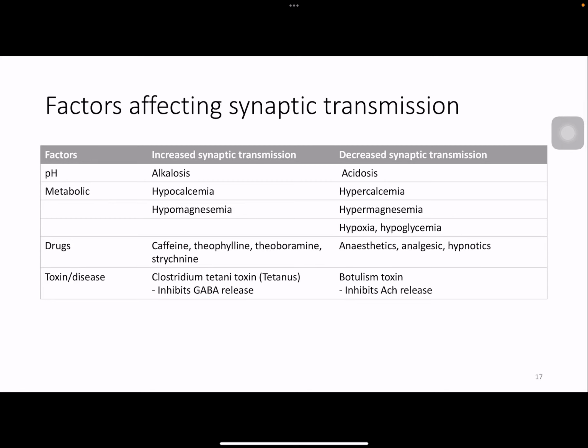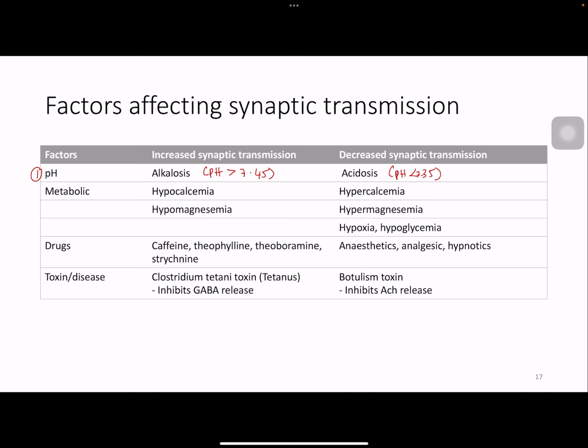Let's talk about what are the factors that are affecting the synaptic transmission, kind of like the speed. Some factors do increase the synaptic transmission, some do not. Okay, the first factor that is affecting the synaptic transmission is actually the pH of our body fluid itself. Alkalosis, which is pH more than 7.45, actually helps to increase synaptic transmission, whereas acidosis, in which the body pH is less than 7.35, decreases synaptic transmission.